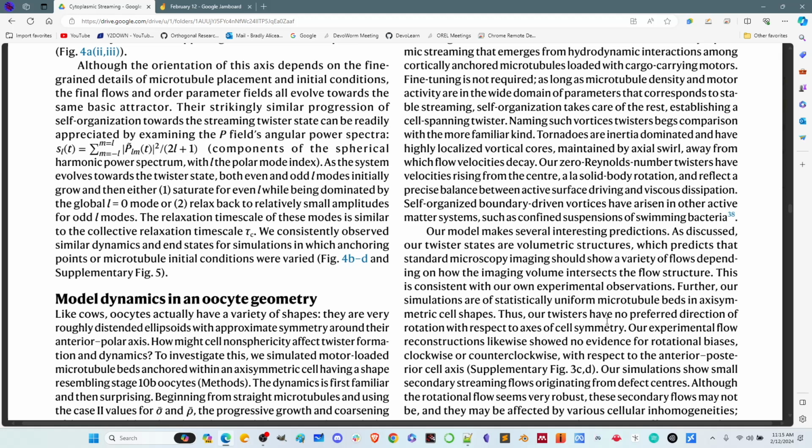First of all, our twister states are volumetric structures, which predict that standard microscopy images should show a variety of flows depending on how the image volume intersects with the flow structure. So if you can look into a cell at a certain angle, or in terms of where you are in the volume and where you are in the flow structure, that can give you the right information. This is consistent with our own experimental observations. Further, our simulations are statistically uniform microtubule beds and axisymmetrical cell shapes. Thus, our twisters have no preferred direction of rotation with respect to the axes of cell symmetry. So they don't necessarily match up with the structures of the cell. They just match up with how the microtubules set up the flow.